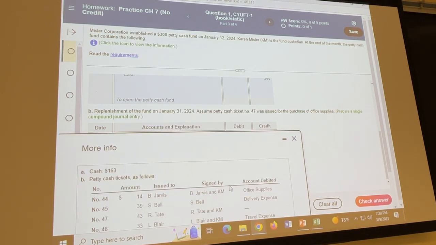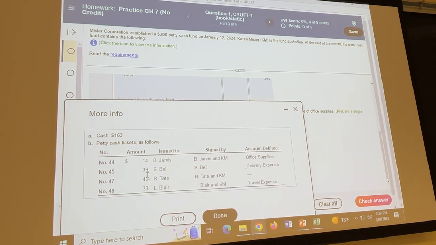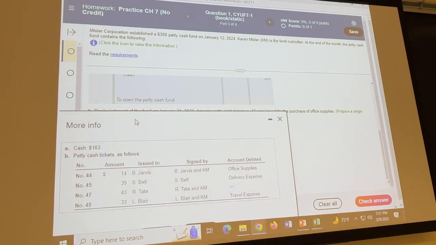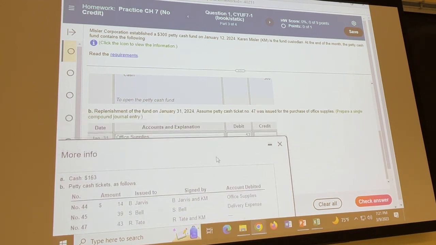So for office supplies, there was a $14 ticket, but that one that's not telling us, that's also for office supplies, so that's another $43. So adding those two tickets together, the total for office supplies would be $57. We can put that all in one debit entry. Then delivery expense is $39. And travel expense was $33.